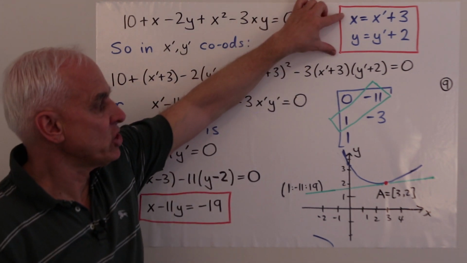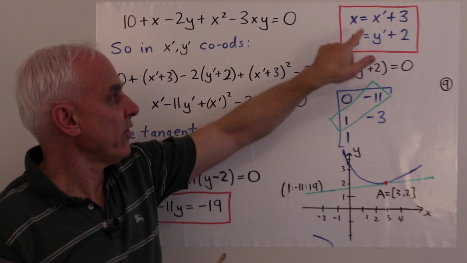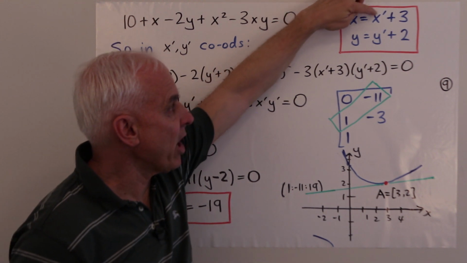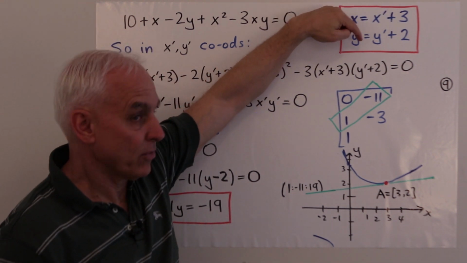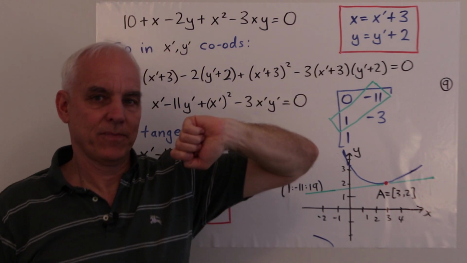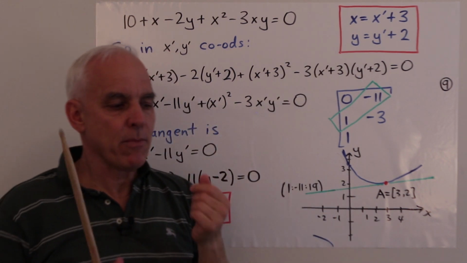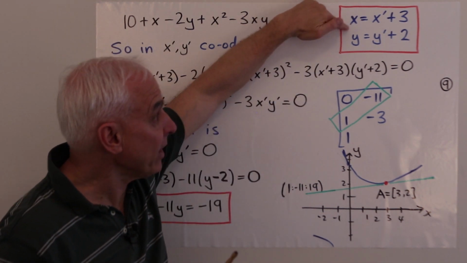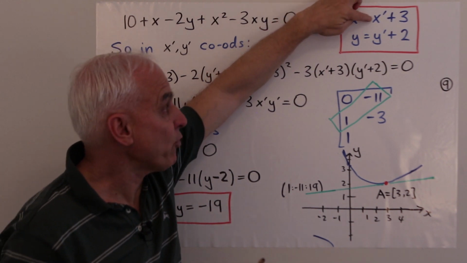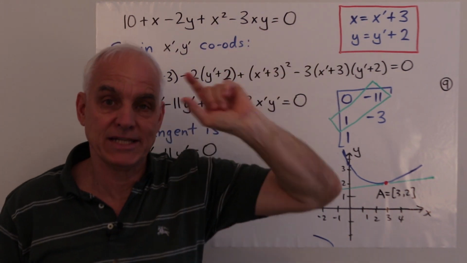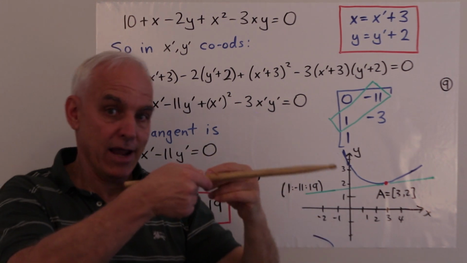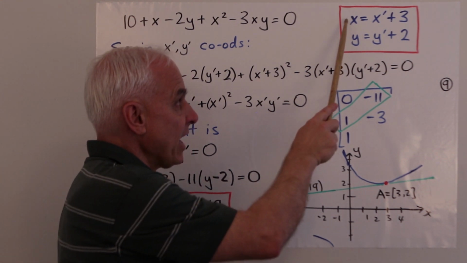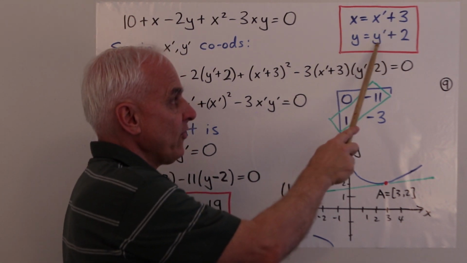And here's the relationship between the old coordinates x and y and the new coordinates x prime and y prime. The x coordinate is just x prime plus 3. And the original y coordinate is y prime plus 2. We can check that that's correct by thinking about what happens at the point A. At the point A, the x coordinate was 3 and the y coordinate was 2, while the x prime and y prime coordinates are both 0, because we've arranged that the axes meet at the point A. And it is indeed the case that 3 equals 0 plus 3 and 2 equals 0 plus 2.